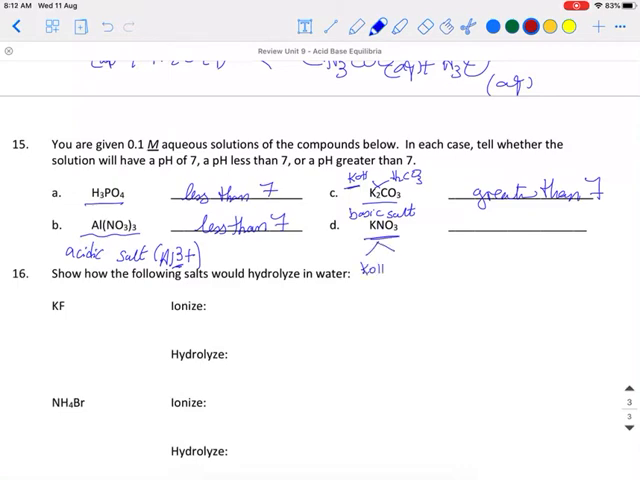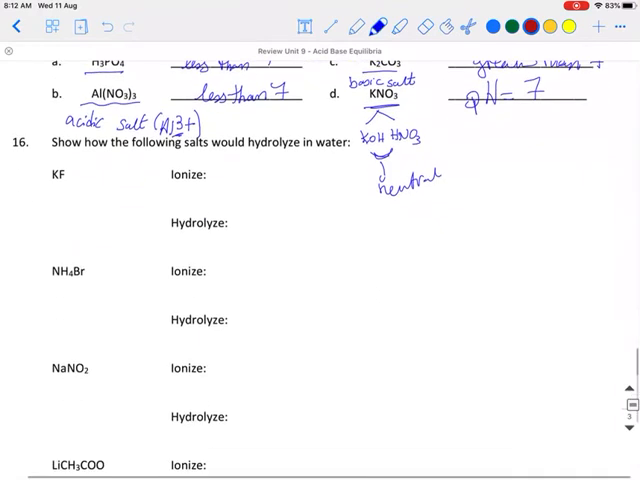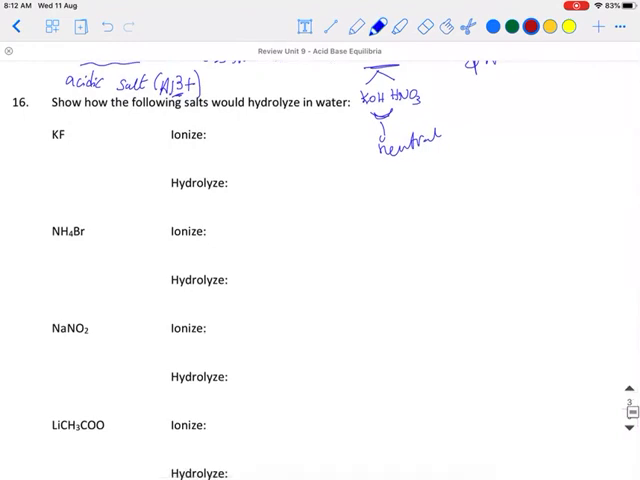KNO3 also is a salt that came from KOH, which is a strong base, and nitric acid, a strong acid. Both of them are strong, so it's a neutral salt, and the pH is equal to 7.